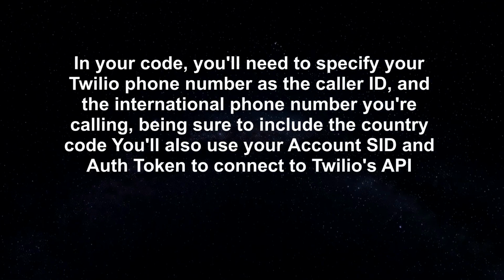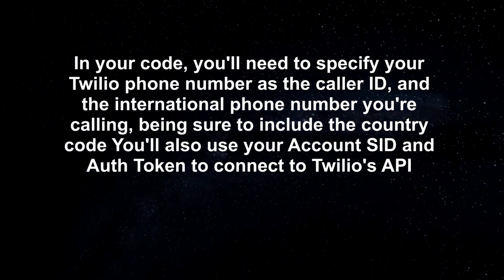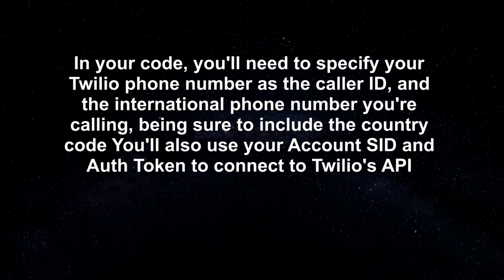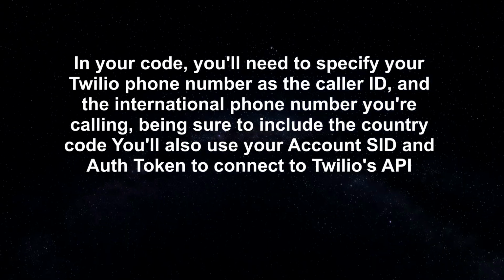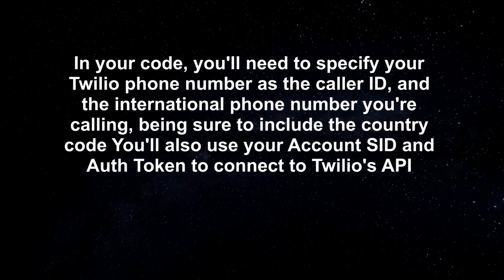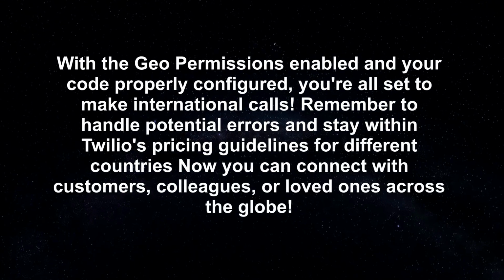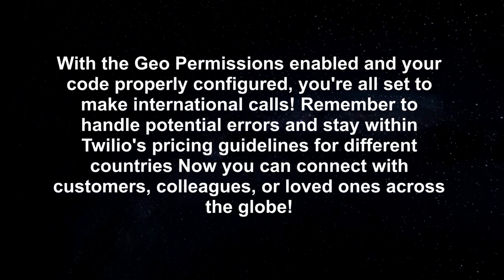In your code, you'll need to specify your Twilio phone number as the caller ID and the international phone number you're calling, being sure to include the country code. You'll also use your account SID and auth token to connect to Twilio's API. With the Geo Permissions enabled and your code properly configured, you're all set to make international calls.